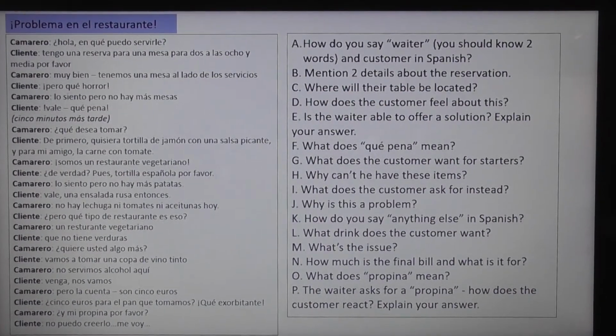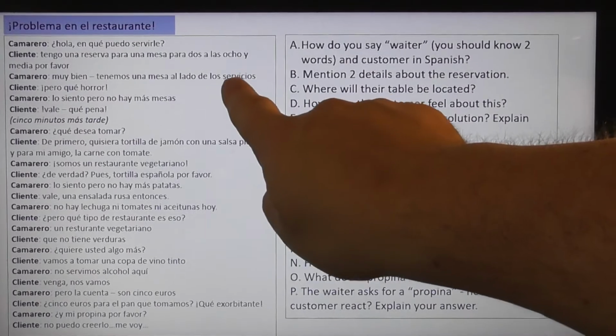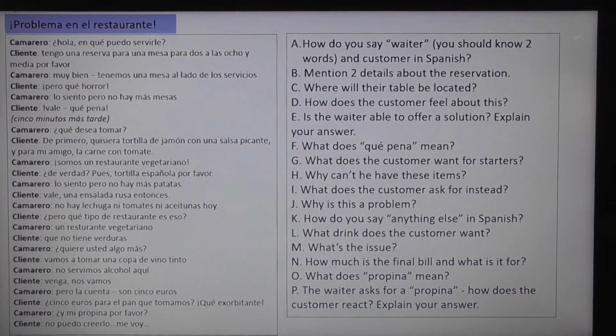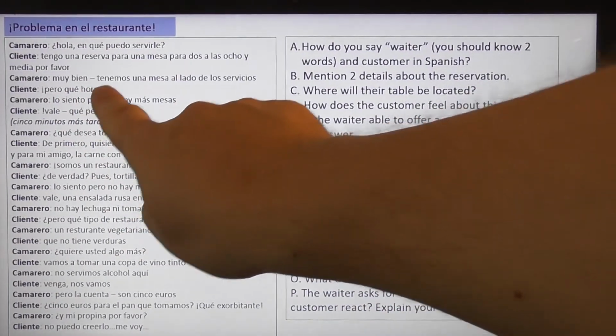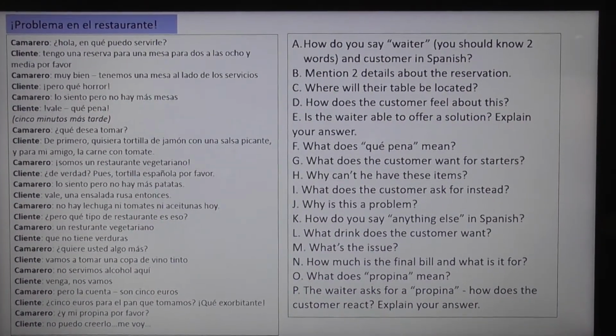Where will the table be located? Next to the toilets. Ugh. How does the customer feel about this? Well, look, they've said, que horror. They're really not happy about it. They feel a bit horrified about it.